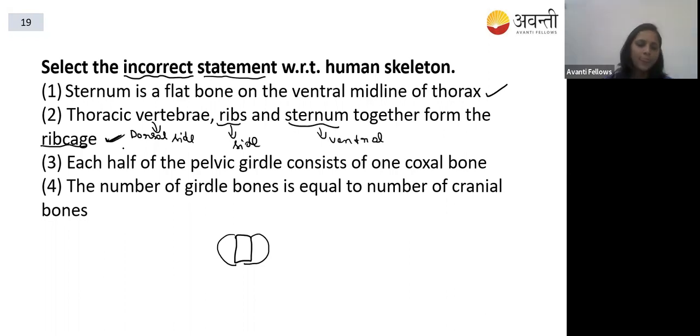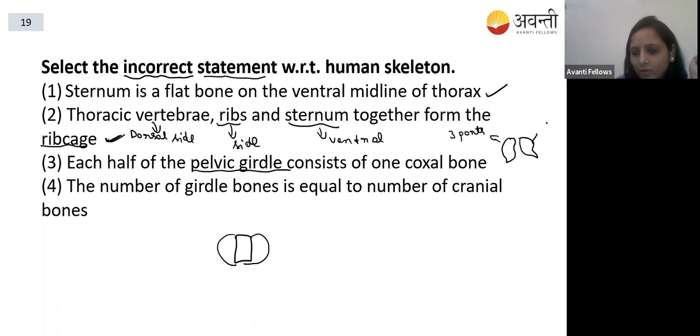Okay, fine. Each half of the pelvic girdle consists of the coxal bone. Yes, guys. Where can we see the coxal bone? That is in the pelvic girdle. In the pelvic girdle, on this side there is a coxal bone and on this side you can see the coxal bone. Here the coxal bone is also made up of 3 parts, right?